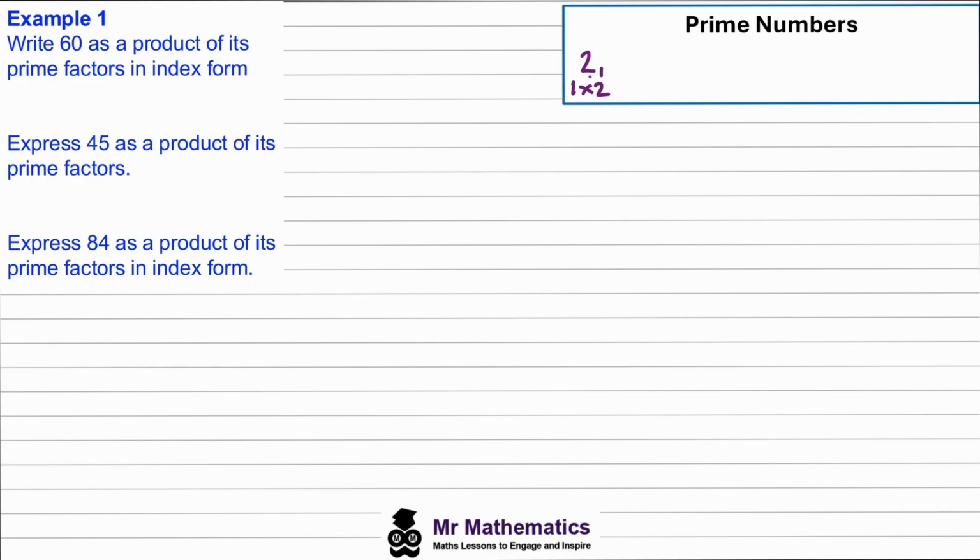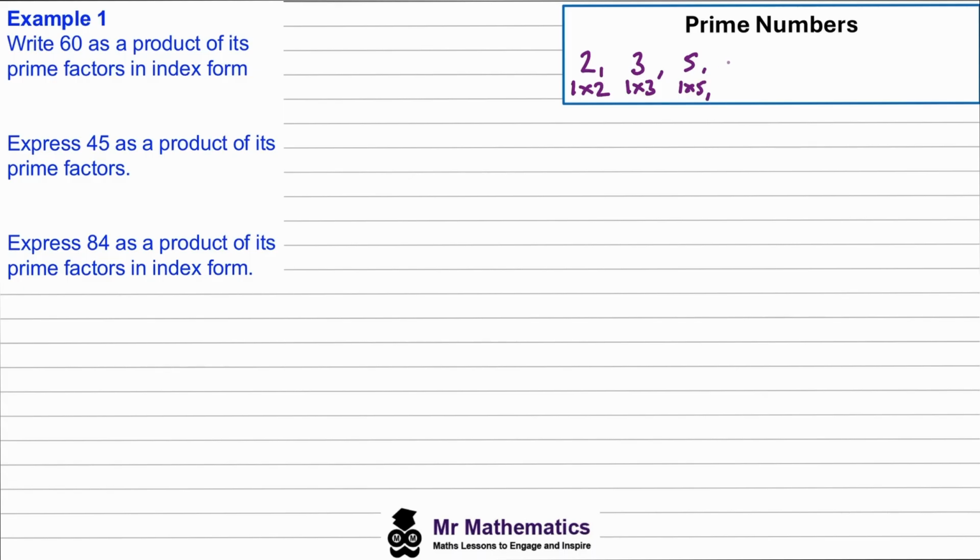So the next prime number after 2 will be 3, with factors 1 and 3. What do you think the next prime number will be? So this will be 5. 1 times 5. Do you want to try and work out the next 5 prime numbers? You can pause the video and come back when you're ready.